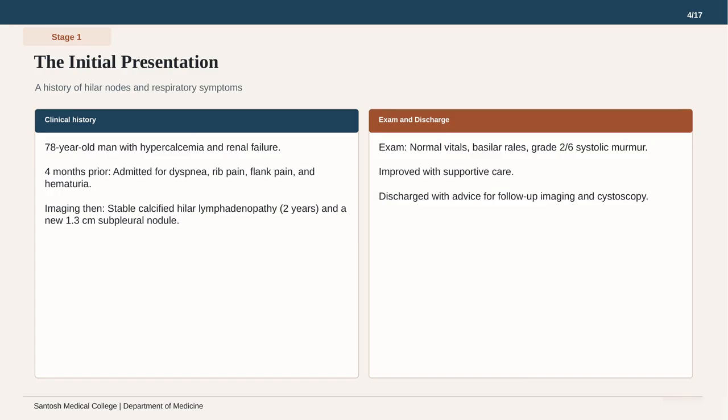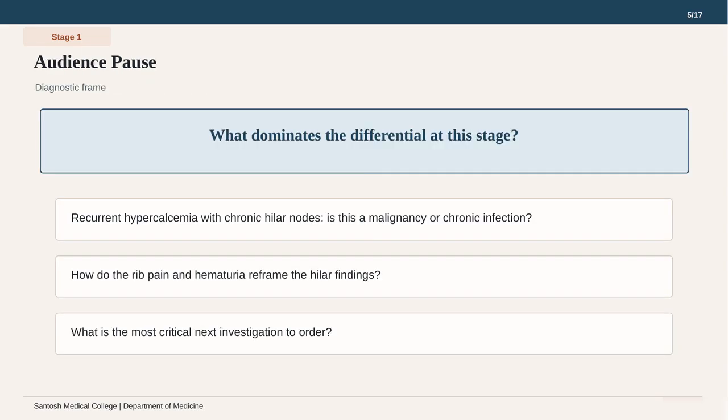On the right side, the exam details show normal vitals, basilar rales, and a grade 2 out of 6 systolic murmur. He improved with supportive care and was discharged with advice for follow-up imaging and a cystoscopy. With this baseline established, we need to pause and consider our initial diagnostic hypothesis. Taking a look at the questions posed on this screen, we reach our first audience pause.